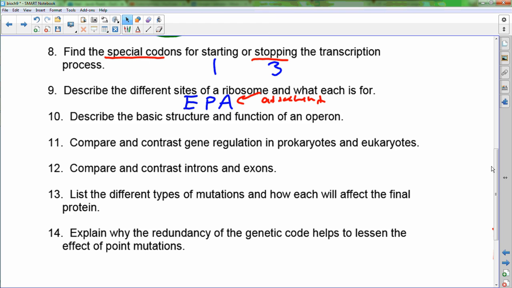So A doesn't actually stand for attachment, but we can use that word. You need to know what is happening. So A is where the transfer RNA meets up with the messenger place on the ribosome. Where tRNA, the anticodon, attaches or meets up with the messenger RNA.